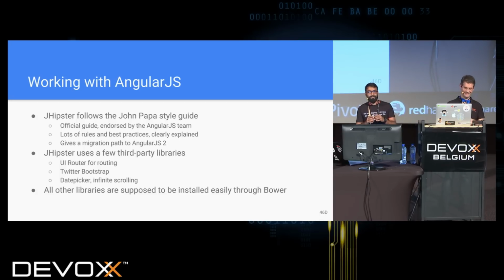JHipster also uses a lot of libraries, currently Bower libraries. We use UI Router for routing because it is a far better router than Angular's. We use Twitter Bootstrap and some plugins for it, such as date picker, infinite scrolling, and loader bars. We also use UI Bootstrap on top of Twitter Bootstrap for the JavaScript side, so that we don't have to rely on Bootstrap's JavaScript. All these are installed by Bower, so you can install any other library you want on top using Bower as well.